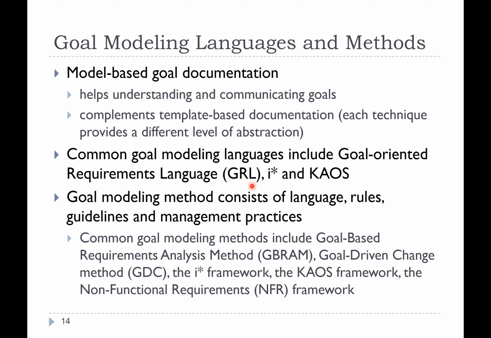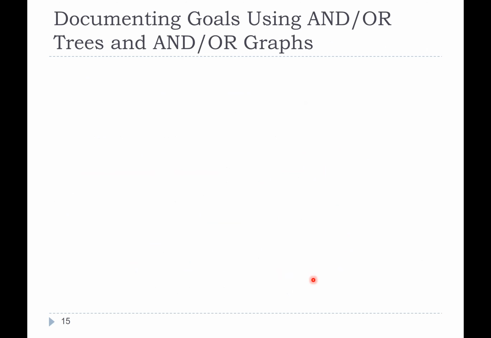With GRL, there are multiple methodologies, for example GBRAM, JDC. iStar has something called the iStar framework. Kaos has the Kaos framework, and there are other frameworks that exist, like the non-functional requirements framework, NFR. So many of them exist. We'll focus in this course on iStar and Kaos as the more popular ones, but we'll begin with the more basic types of breaking down our modeling, just regular AND and OR graphs.